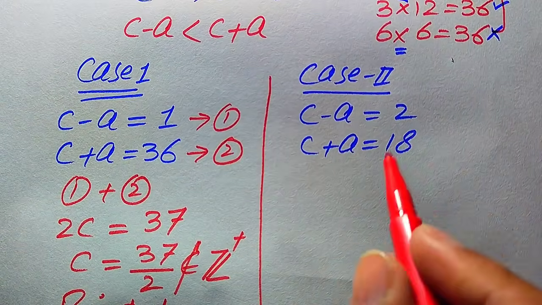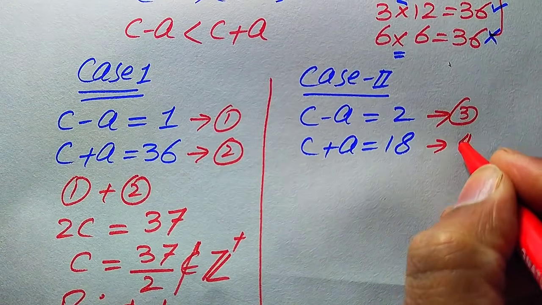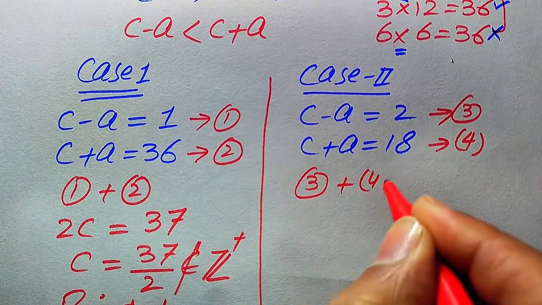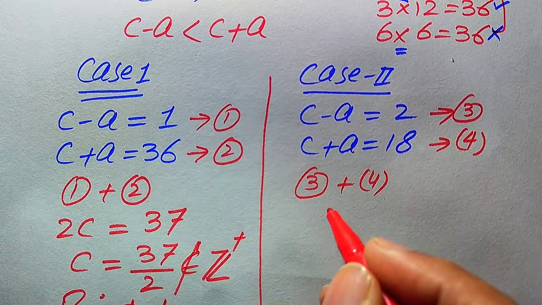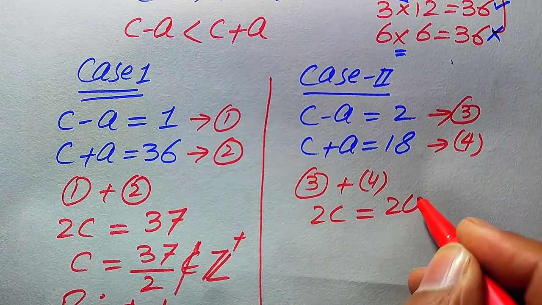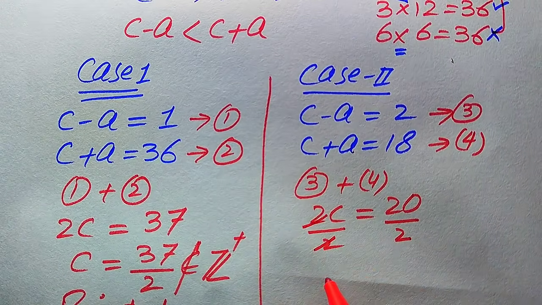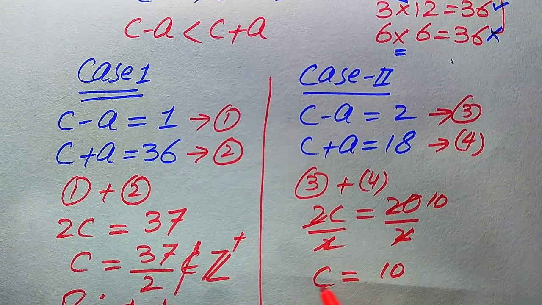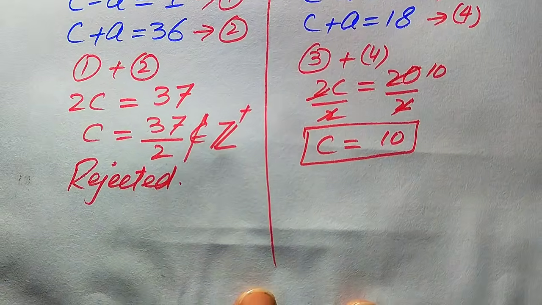and in the second case we have c minus a equals 2 and c plus a equals 18. So we call this equation number 3 and this equation number 4. So we again sum up both of these two equations and we obtain this minus a and plus a are gone, and we get c plus c becomes 2c, 2 plus 18 becomes 20, and we divide both of the sides by 2. So this 2 and 2 are gone, and we get c equals 20 over 2, so we get the value of c is equal to 10.